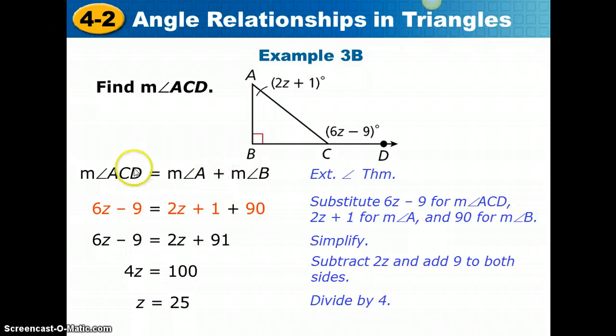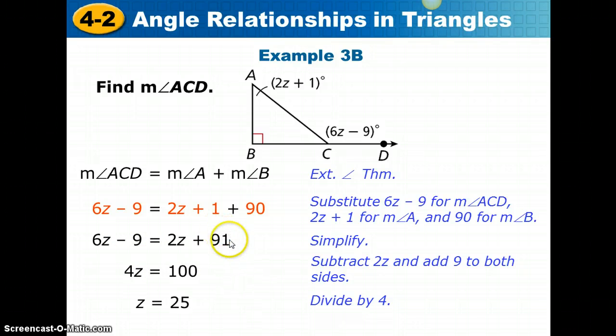Alright, when you've gotten this far, you set up your equation like this. 6z minus 9 equals 2z plus 1 plus 90, because angle B is a right angle, that's 90 degrees. You can combine 90 and 1, they're like terms. Subtract 2z from both sides and add 9 to 91 over here.